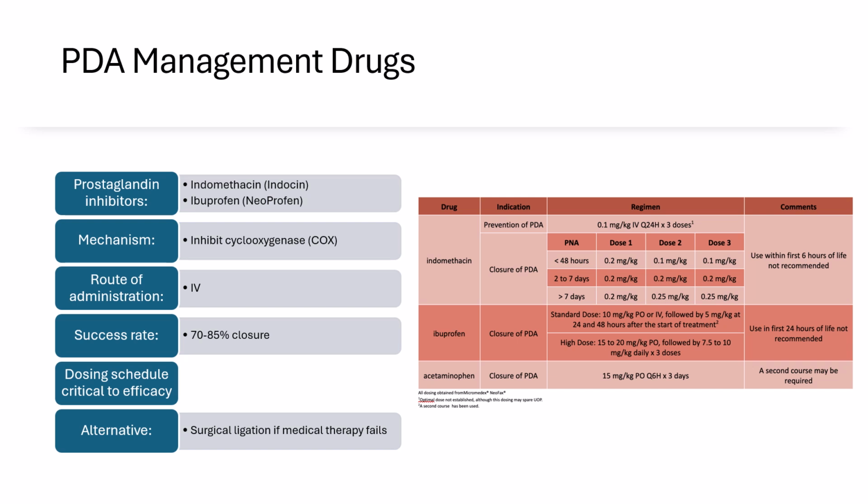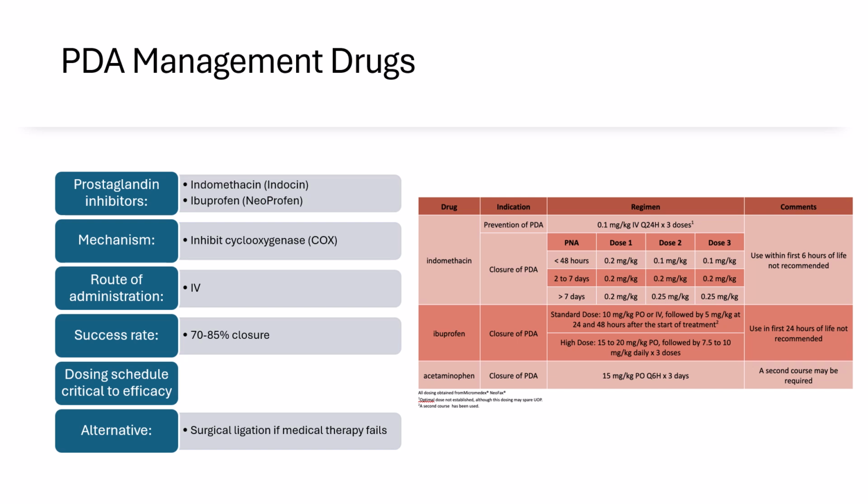Patent ductus arteriosus management is a high-yield topic. The primary medical treatments are prostaglandin inhibitors, specifically Indomethacin and ibuprofen. Both work through the same mechanism. They inhibit cyclooxygenase, which reduces prostaglandin production. Since prostaglandins help keep the ductus open, inhibiting them promotes closure.